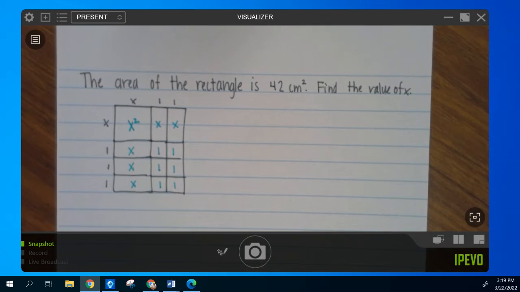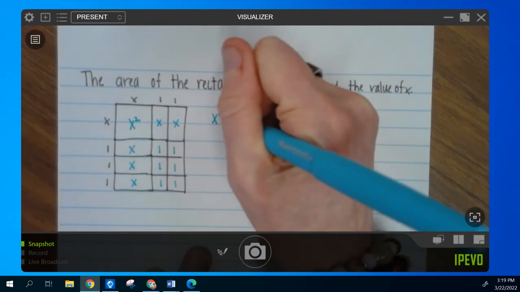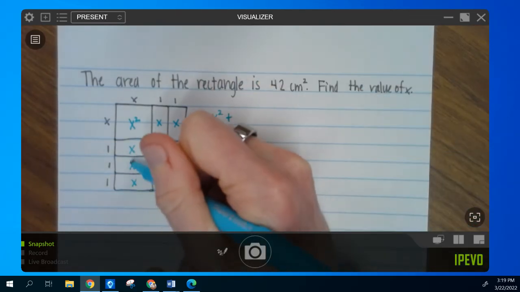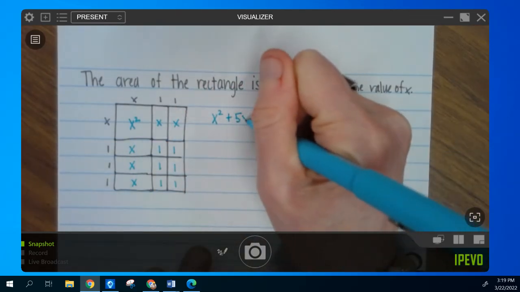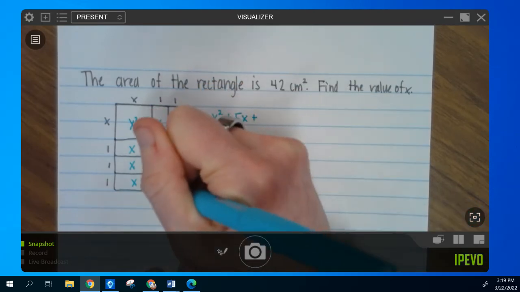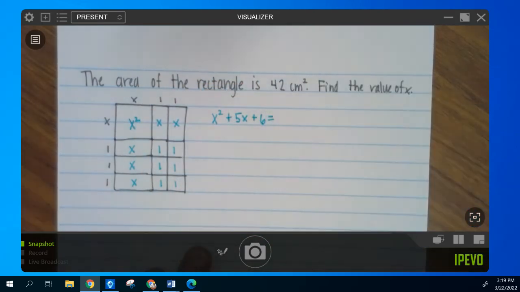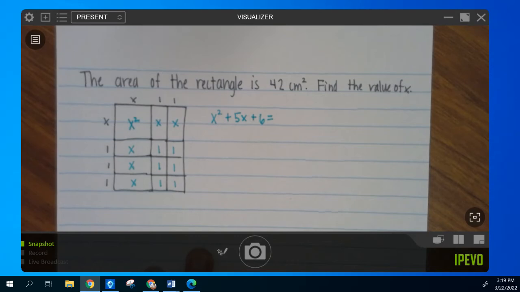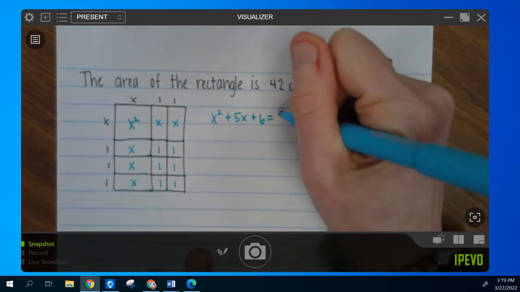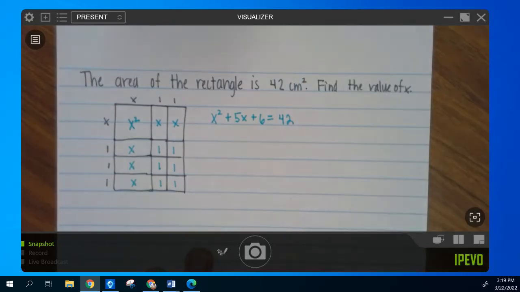So in this area model, what I have for this big gigantic rectangle is x squared plus 1, 2, 3, 4, 5x plus 1, 2, 3, 4, 5, 6. That's the area of that shape broken up into those little tiny pieces, and they're telling me that the area is 42. So now, if I wanted to find the value of x, I would just go through the process of completing the square.